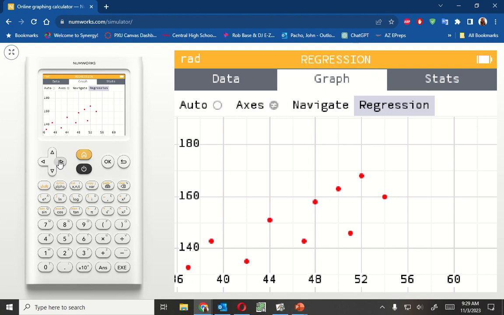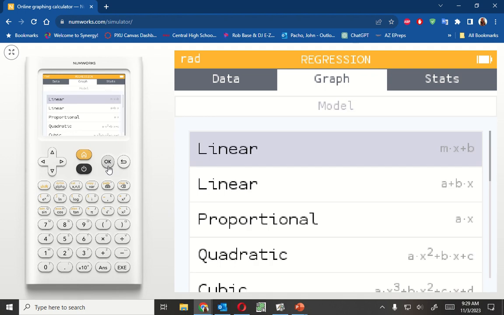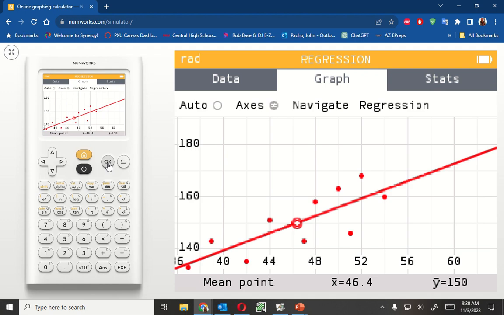So I'm going to select regression because that's what I want. I want a regression line. Hit OK. What type of regression line am I looking at? Linear. This one's asking for linear. Linear regression. Hit OK. Now, it starts by giving you a mean point. That's the center of your line. That's what the mean point is.